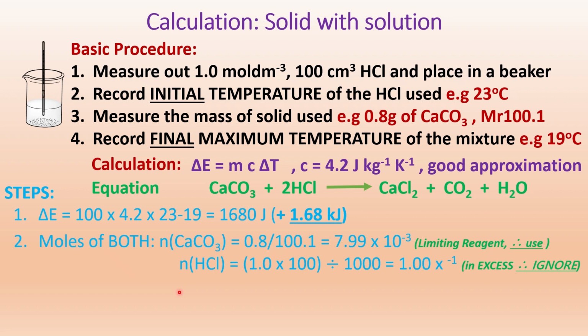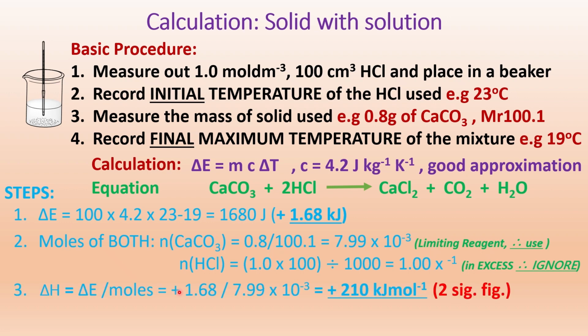So step 3, the 1.68 is divided by 7.99 times 10 to the minus 3, which gives you an overall energy change of positive 210 kilojoules per mole, which is an endothermic reaction. So make sure you don't use the HCl, which is this here, in your final step. Otherwise, that's a massive error.